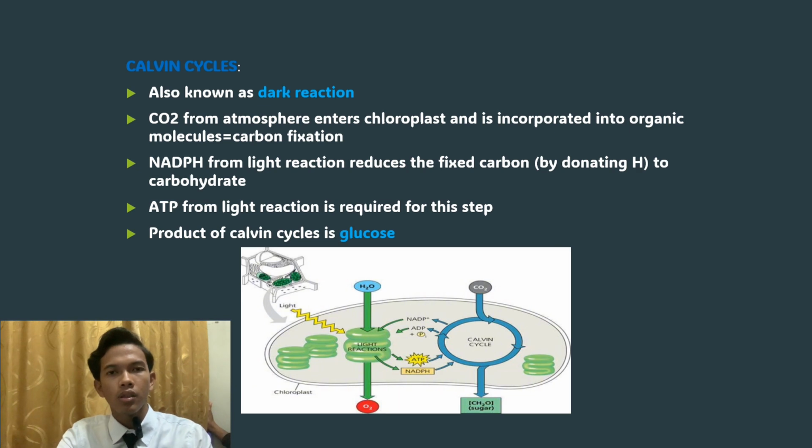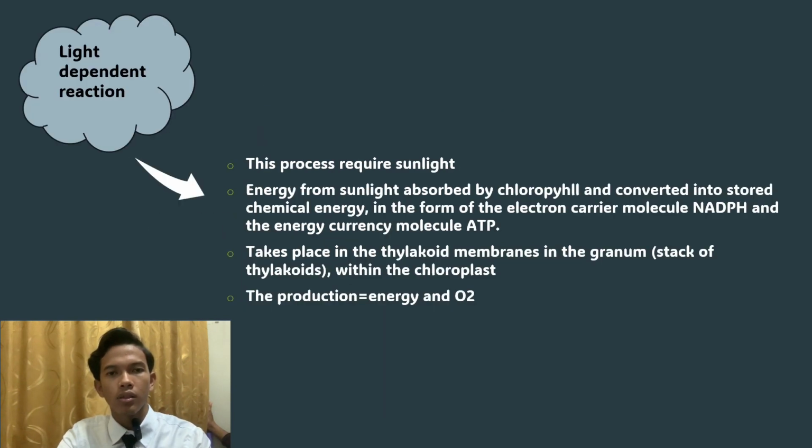For more information on the light dependent reaction or light reaction, this process requires sunlight, and energy from sunlight is absorbed by chlorophyll and converted into stored chemical energy in the form of the electron carrier molecule NADPH and the energy currency molecule ATP. This process takes place in the thylakoid membranes in the granum within the chloroplast. Granum is a stack of thylakoids, and as we know, the products of this process are energy and oxygen.